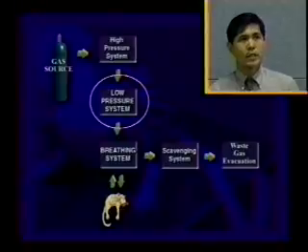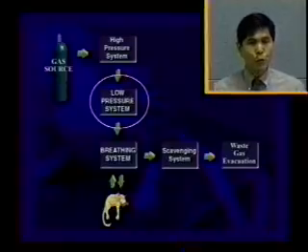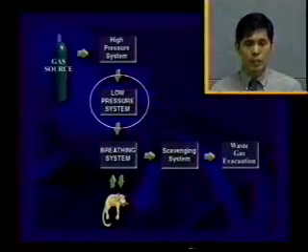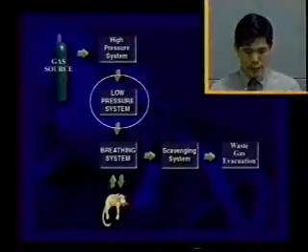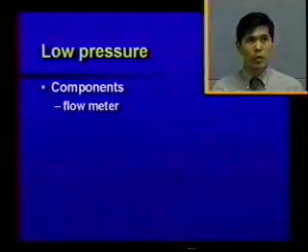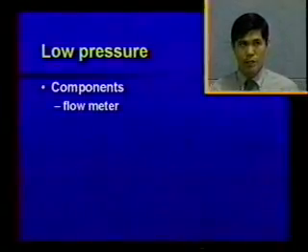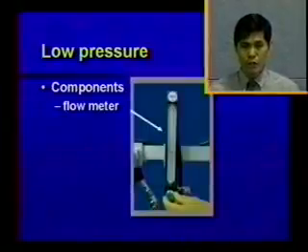The next component of the anesthetic machine is the low pressure system. This is where the oxygen and the anesthetic gas mixture are mixed or blended. The components of the low pressure system are the flow meter. From the term alone, you know that this controls the flow of oxygen.